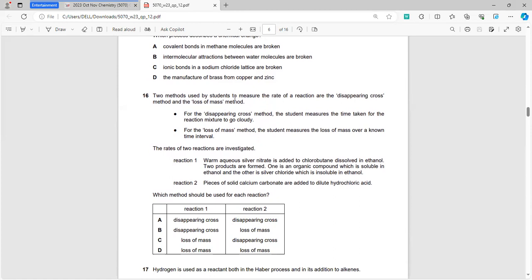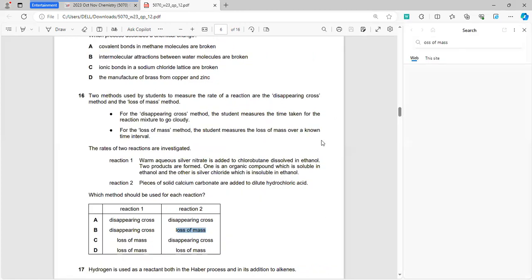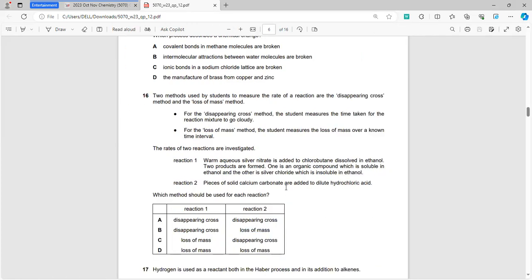Now on question number 16, yeah, so the correct option will be B. Why? Because there's always a loss of mass whenever carbon dioxide is emitted. Carbon dioxide is emitted when we combine calcium carbonate with HCl, and in reaction 1 there will be a disappearing cross because the mixture will become cloudy when we add silver nitrate to chlorobutane.